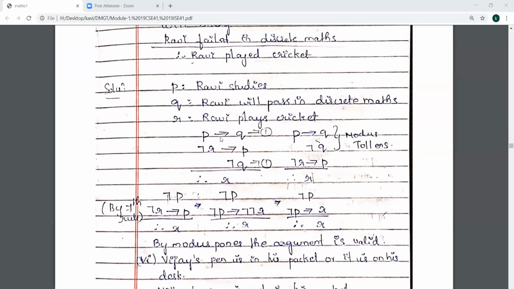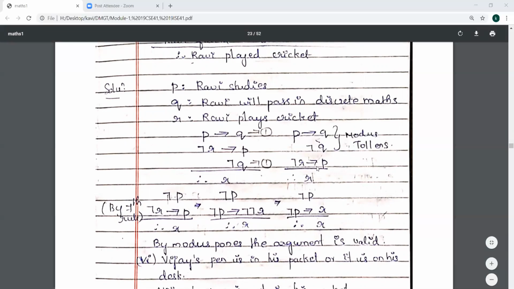See, first statement, P implies Q, I am going to write as it is, P implies Q. The third statement I am writing negation Q. Then see the second one. This is negation R implies P. So that I am writing it as a third one. So now I am going to apply modus tollens for the first two. If I apply modus tollens for P implies Q and negation Q, I am getting negation P. So using these two, I am getting the resultant negation P.